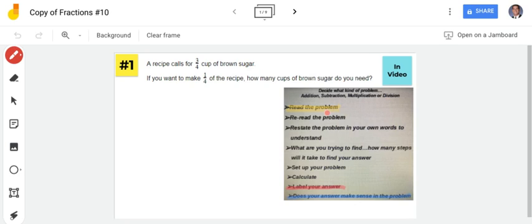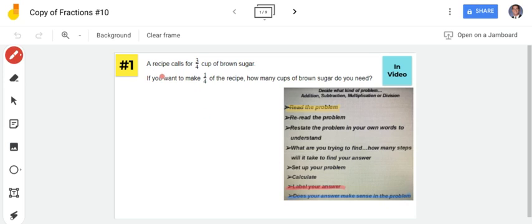So be sure you read the problem and even reread the problem. Maybe restate the problem in your own words to understand what's going on, and then look for what you are trying to find out and how many steps it will take to find your answer. Set your problem up, calculate, and then be sure to label your answer based on whatever you're asked about. And then think about, does your answer make sense in the problem?